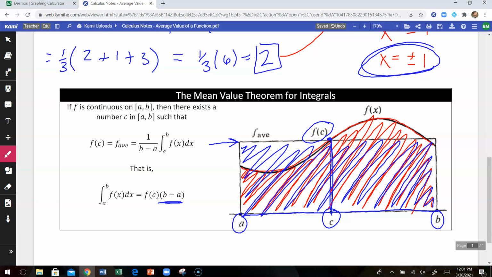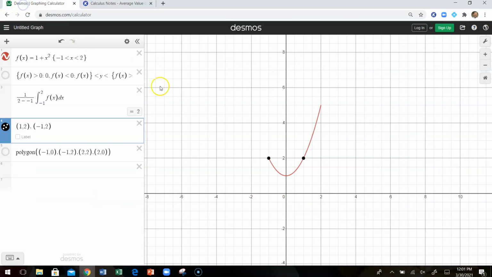So the calculation there is a little bit easier. It's basically saying that the area under the curve from a to b is equal to the area of this rectangle that we were able to make using the average value and the width of the interval. I'll show you what that looks like in Desmos as well. We have this graph only over the interval from negative 1 to 2. This is 1 plus x squared over that interval. We want to find the area under that curve, and the answer to that is actually 6.